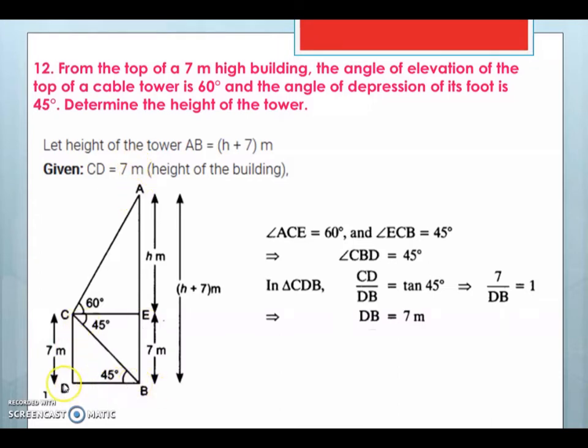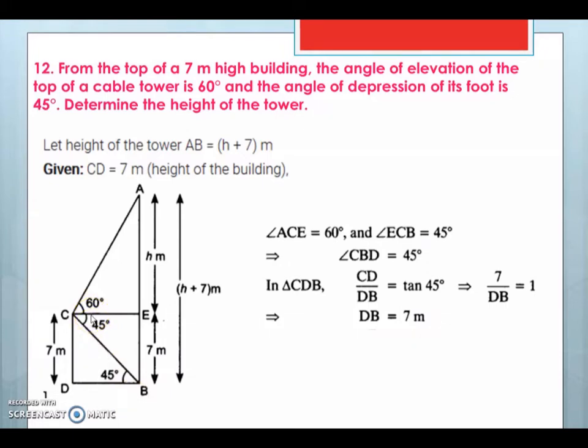Now you will join this BD. This is the ground level. Now these two are forming alternate angles. This is 45, so this also should be 45, because this horizontal is going parallel to the ground level. So these two are 45 degrees each.